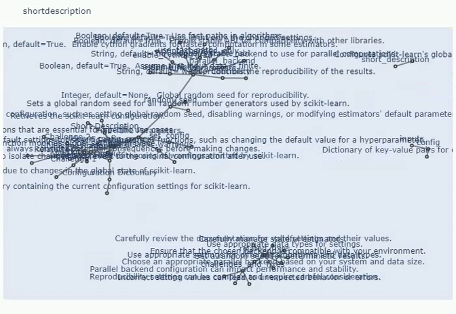Inputs. This section lists the parameters the function expects as input. Config: dictionary of key-value pairs for configuring settings. This means the function takes a dictionary as input. This dictionary should contain key-value pairs representing the specific scikit-learn settings you want to change.